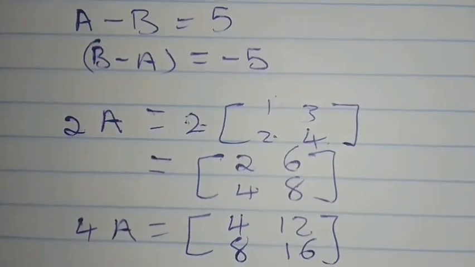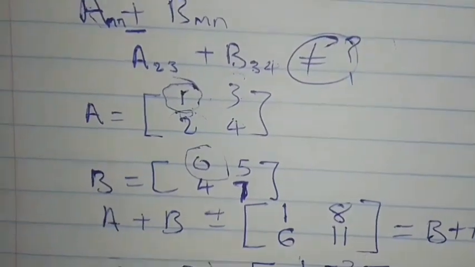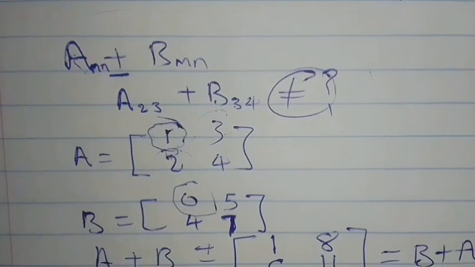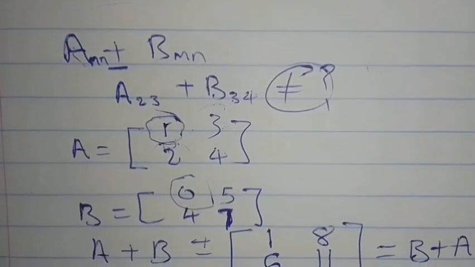Point of view, you can only add or subtract matrices if they contain the same number of rows and columns. Otherwise, you won't be able to add them.